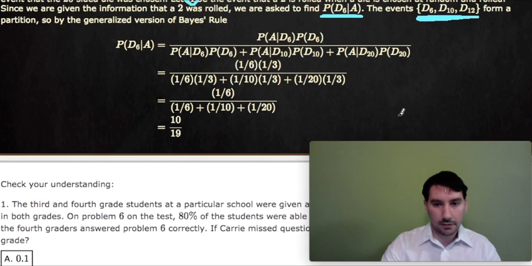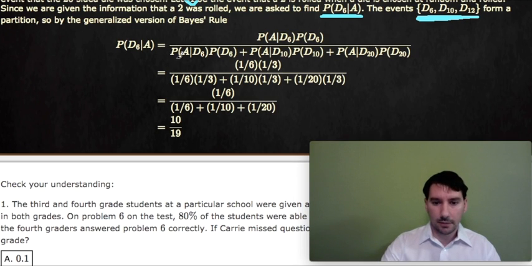So now we use generalized Bayes rule. So the probability of D6 given A is the probability of A given D6 times the probability of D6 divided by the sum over the partition with a similar formula on each one, right? So the probability of A given D6 times the probability of D6 plus the probability of A given D10 times the probability of D10 plus the probability of A given D20 times the probability of D20. Yeah, you usually won't be reading that out loud.